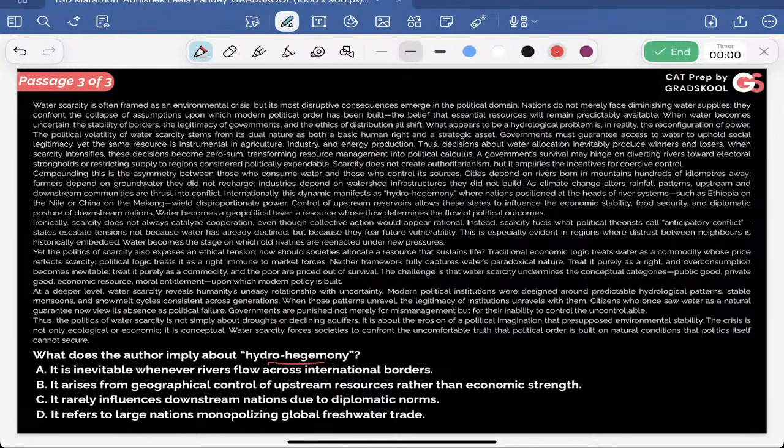What does the author imply about hydro hegemony? Inevitable whenever rivers flow across international borders, arises from geographical control of upstream resources. Exactly. So hydro hegemony, whenever the nations are upstream, they are the ones who control the water. Hegemony is power control, hydro is water. So B is the best one. C says it rarely influences downstream nations. It actually influences. D refers to large nations monopolizing global freshwater trade. It can imply, but B is a more direct option than D. That's where we go with B here.